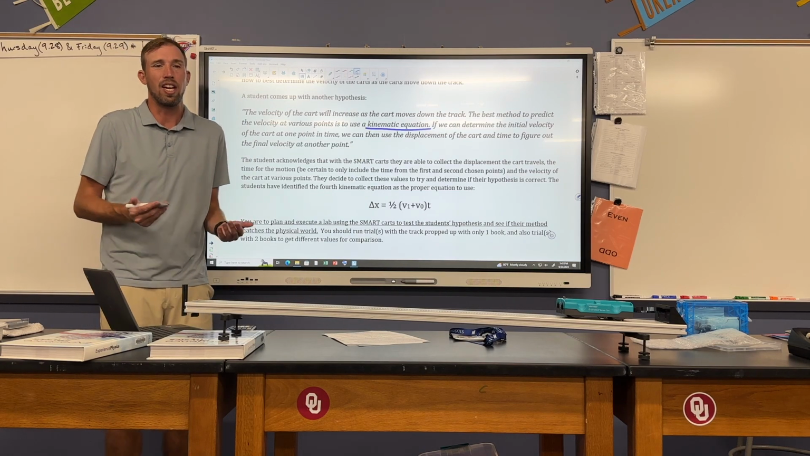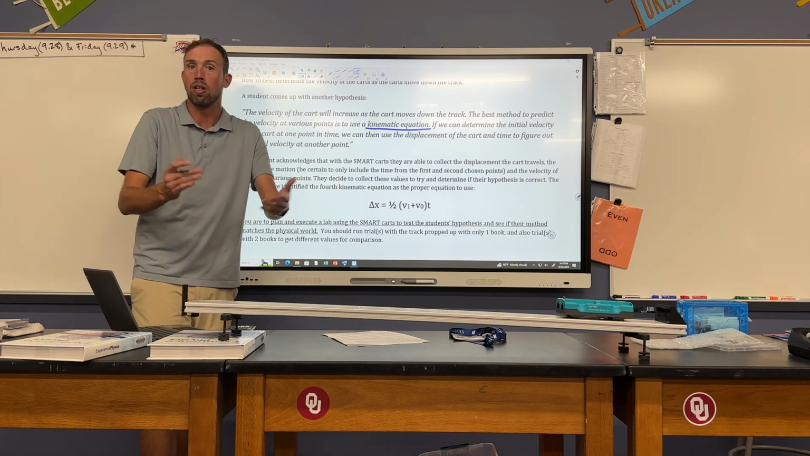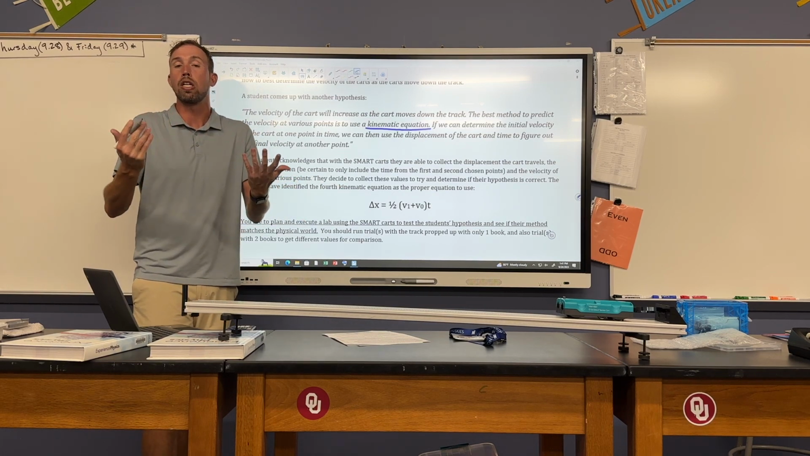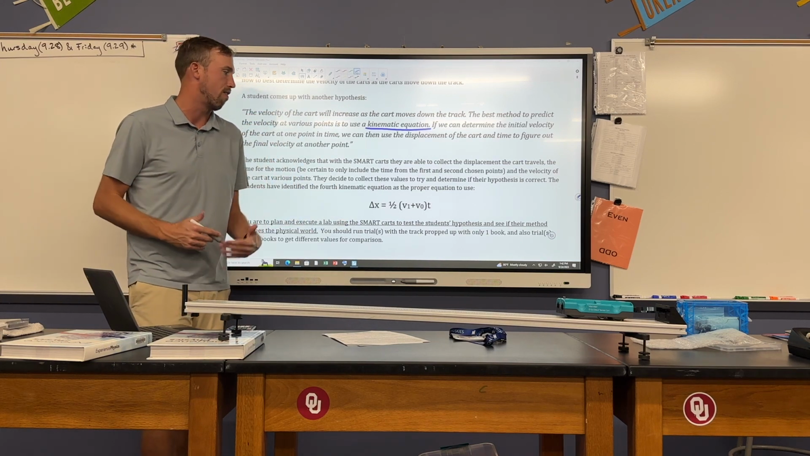Basically, the student's saying here that the kinematic equations work when we're dealing with real life scenarios. They're not just things we can use in fictional situations, they're real equations that work for real life values.